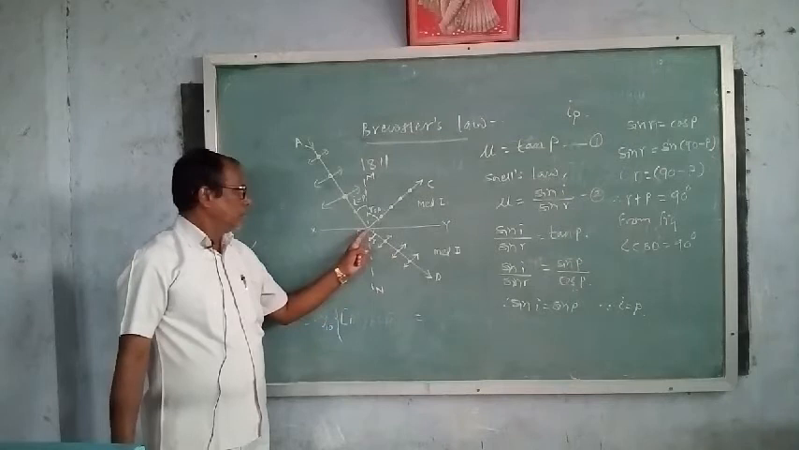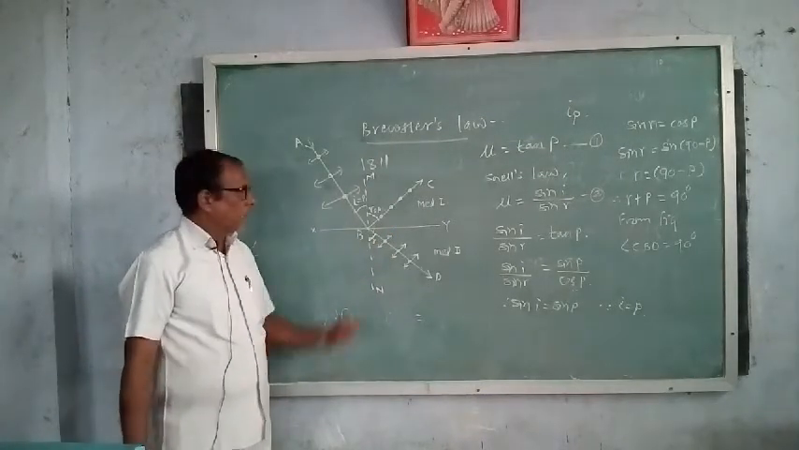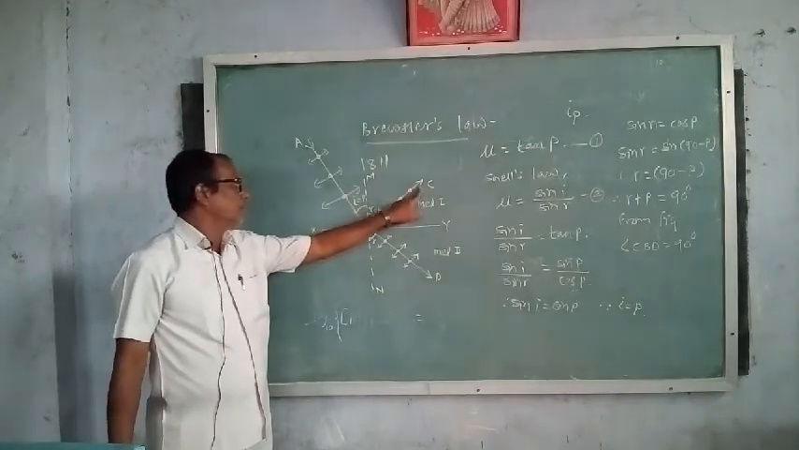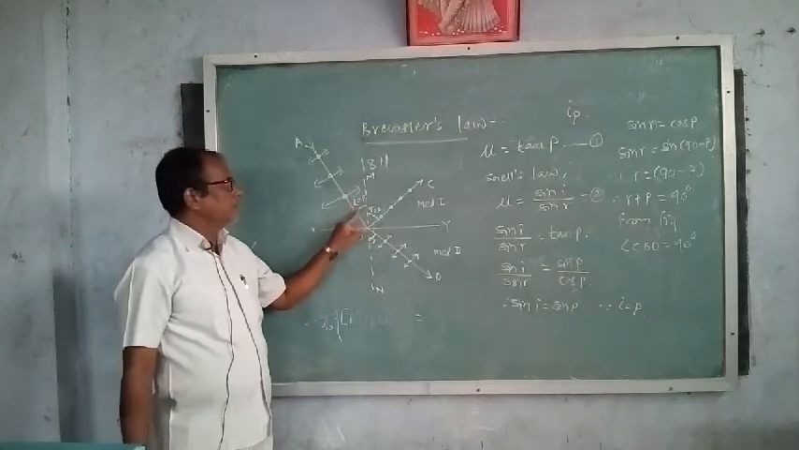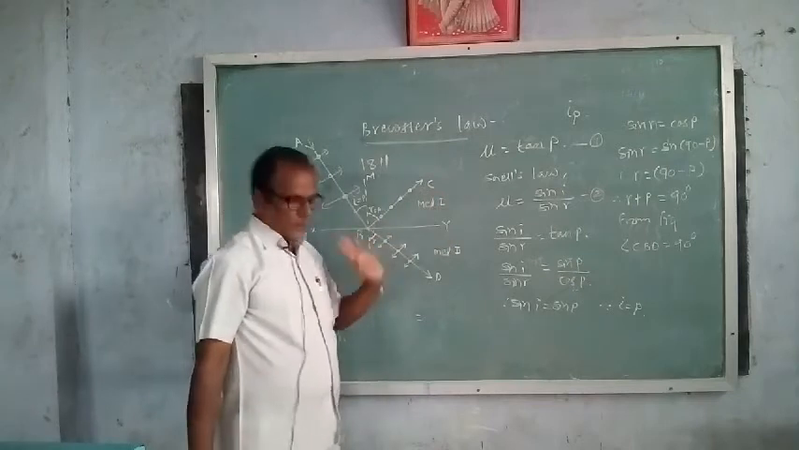At that time, this reflected ray is completely polarized, and when the reflected ray is completely polarized, the angle of incidence is nothing but the polarizing angle. This is about Brewster's law.